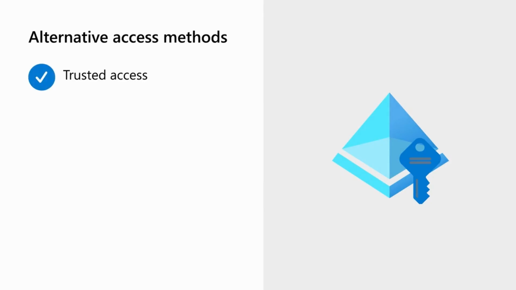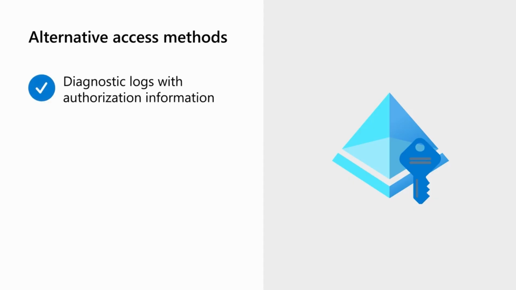When you disable shared key access, Azure provides alternative access methods, such as trusted access. Trusted access typically involves using other Azure resources or services, such as Azure Active Directory, also called Azure AD, to authenticate and authorize access to the storage account. Azure storage accounts generate diagnostic logs, which include information about the authorization methods used to access the storage account.